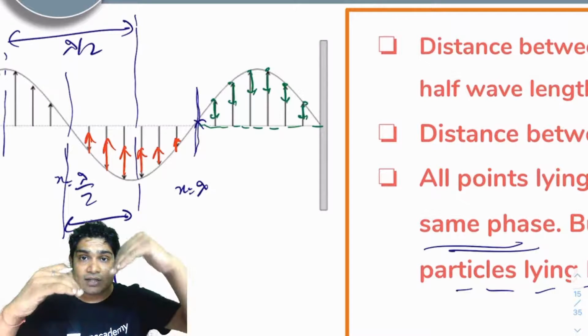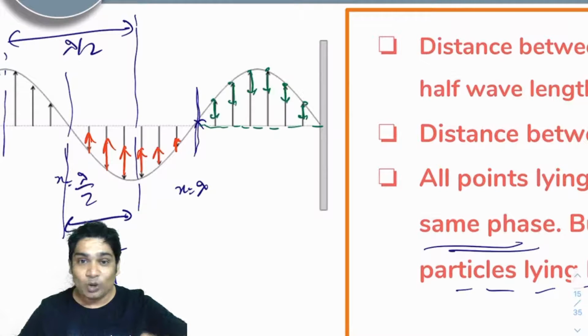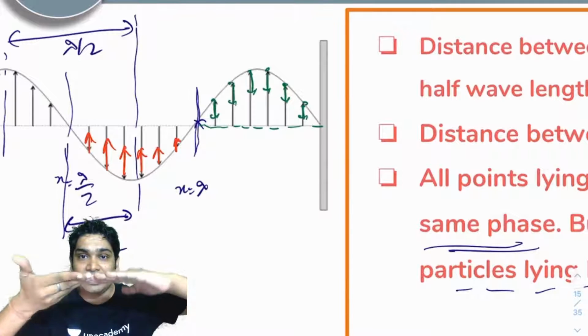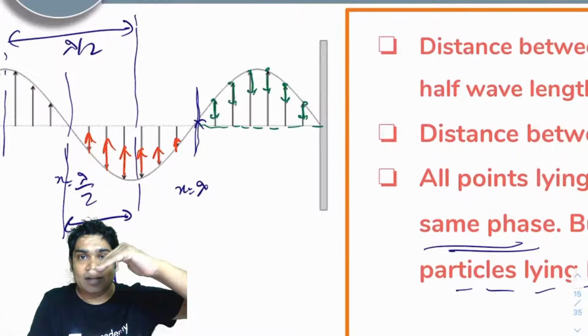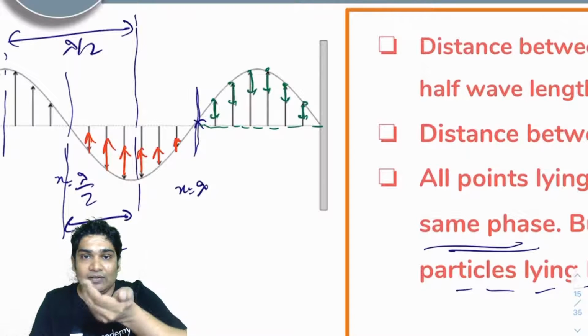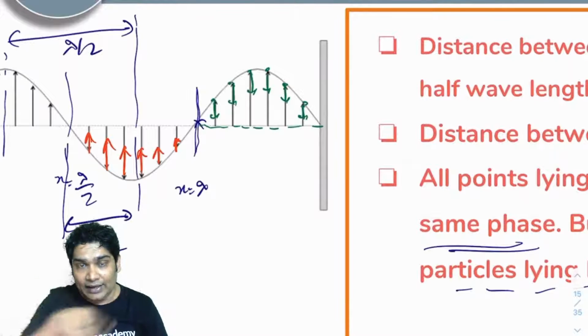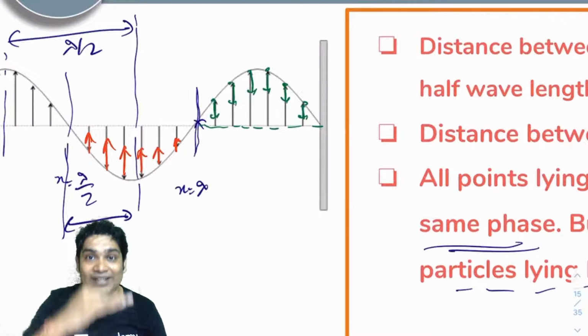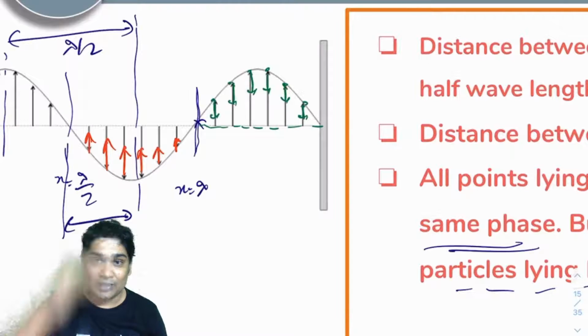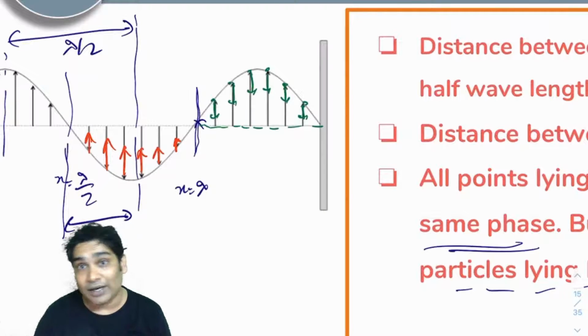So the string is going to do something like this. Any part of the string is going to be like this, then become flat and then curve down. So every point within two nodes will reach their lower extremes together, will reach their means together, will reach their upper extremes together. So that tells me all these particles are oscillating perfectly in the same phase.